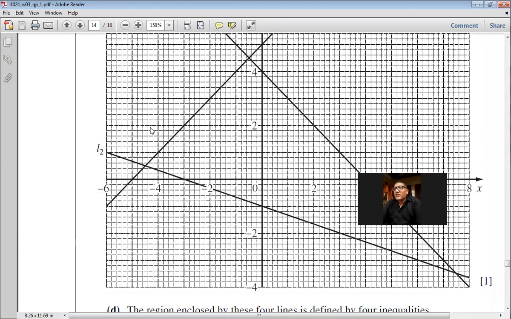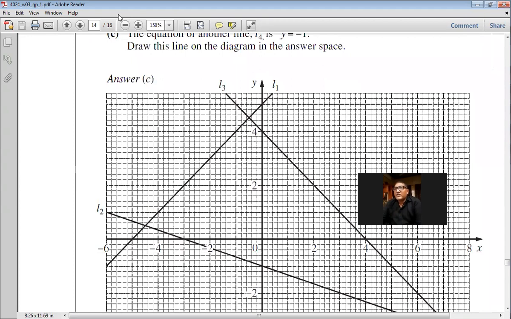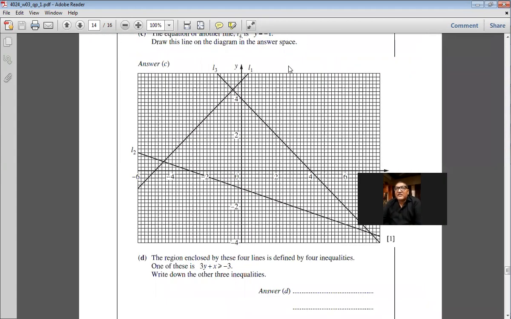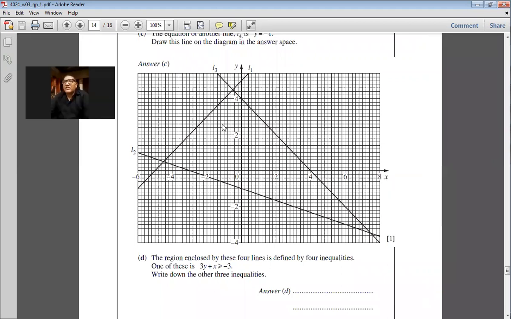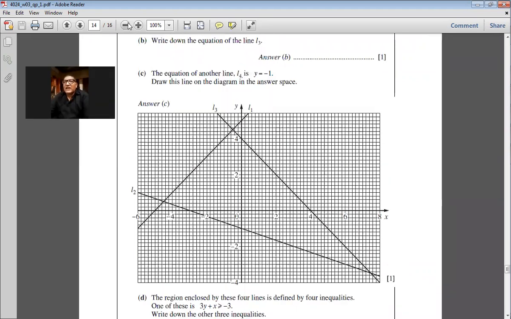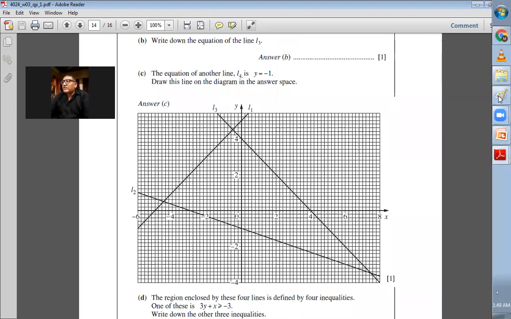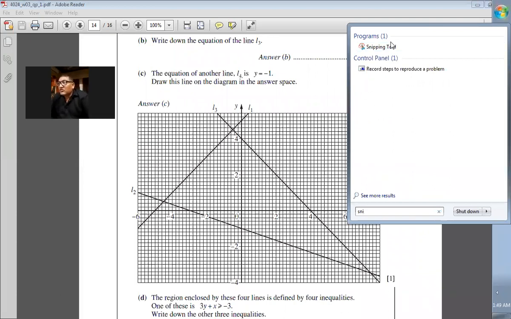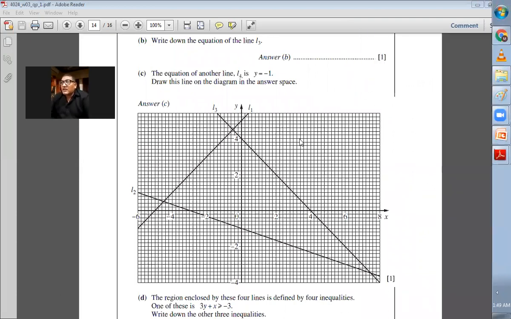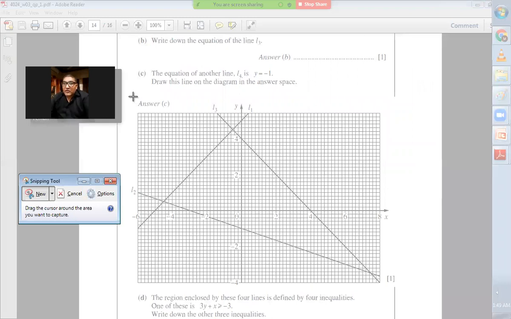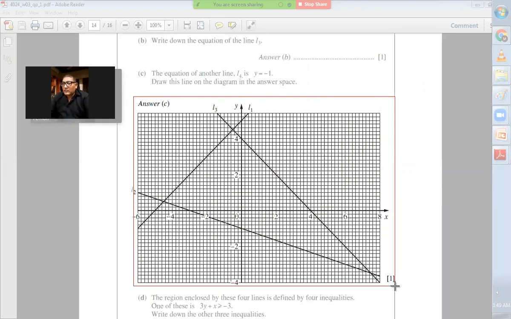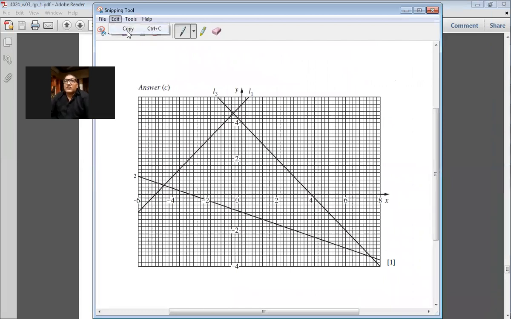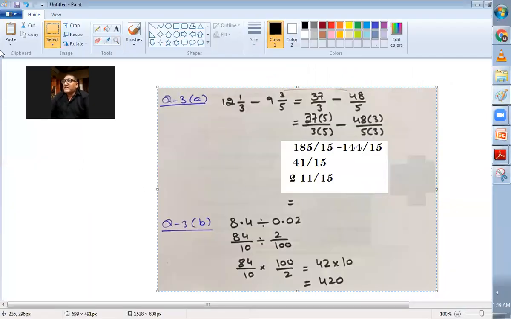So here you have to draw that line. Let me show you how you will draw this. Y equals minus 1. So let's copy it from here. First of all, I need to take out the snipping tool, so I can cut it from here. So copy it from here and paste it in the pane.